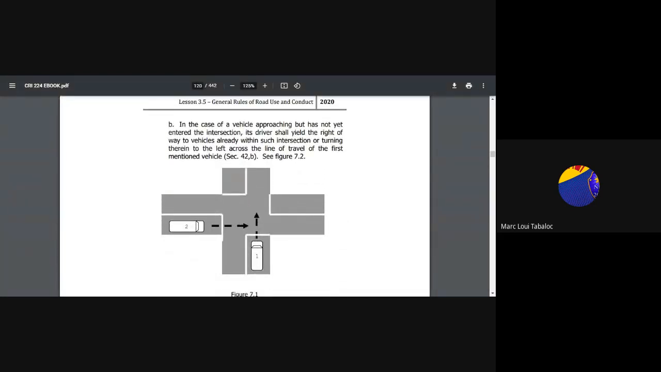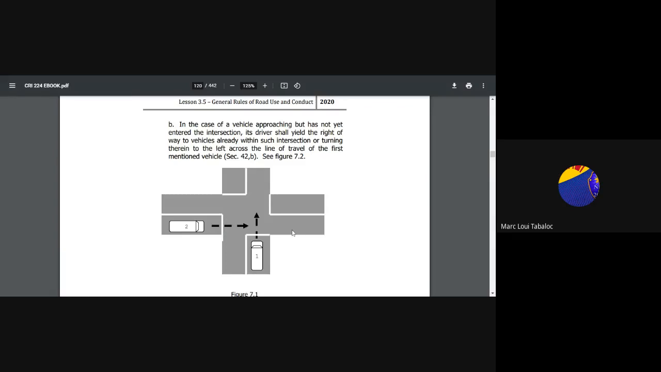Again, if they haven't entered the intersection, how do we know? If they haven't touched or passed the boundary markings, the pavement markings there. So, from that graphic, the driver shall yield the right of way to those who have entered or have passed the pavement marking at the intersection. Like in figure 7.1. They haven't passed or entered the intersection.